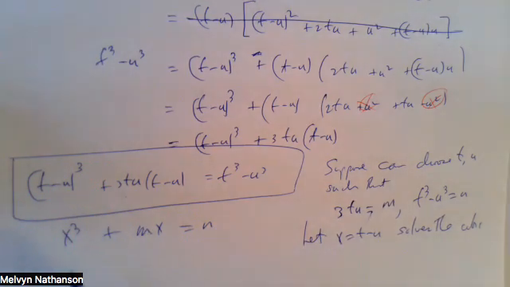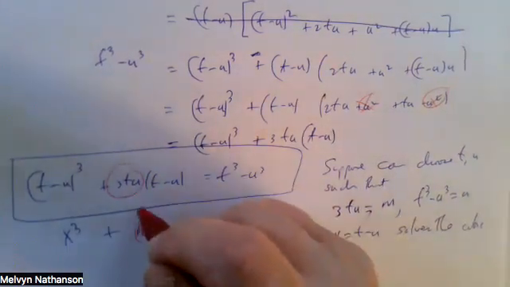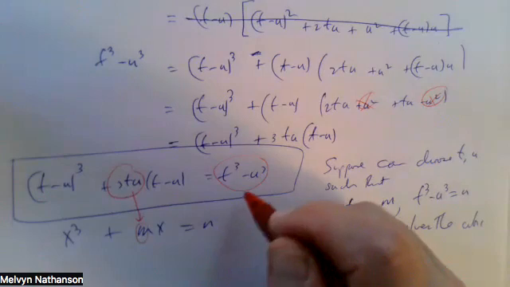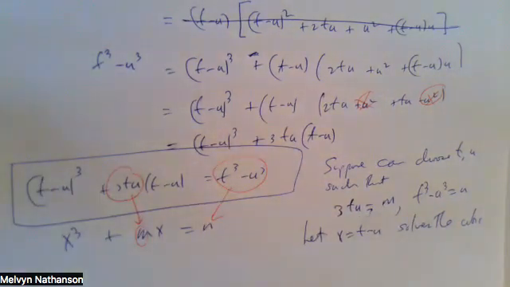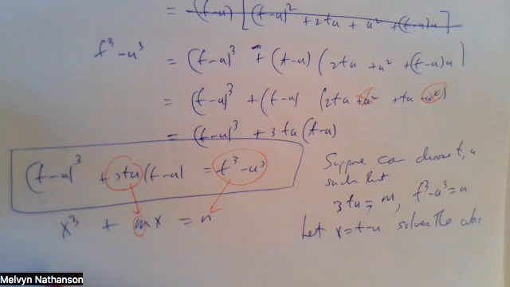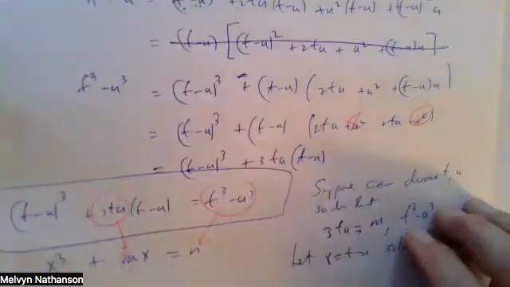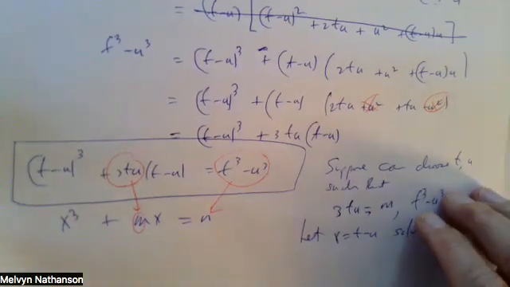Now, if we can find numbers t and u such that 3tu is equal to m and t cubed minus u cubed is equal to n, and we set x equal to t minus u, we've solved the cubic. So this explains the construction that we went through last Wednesday, but I'm going to do it again right now. So what we've just shown is the following.